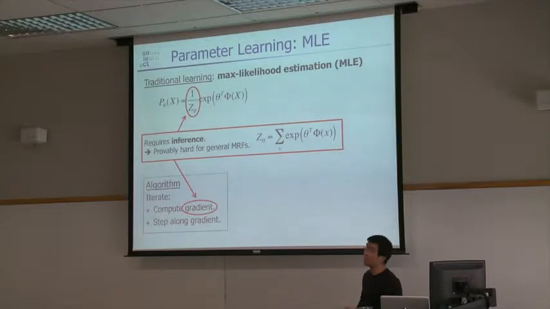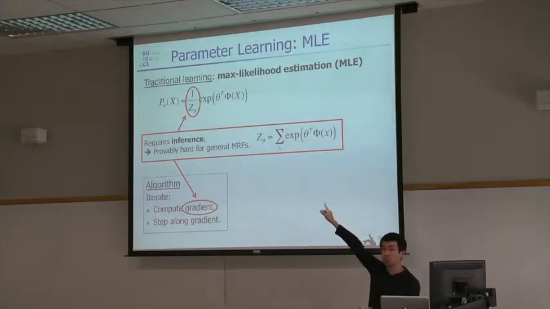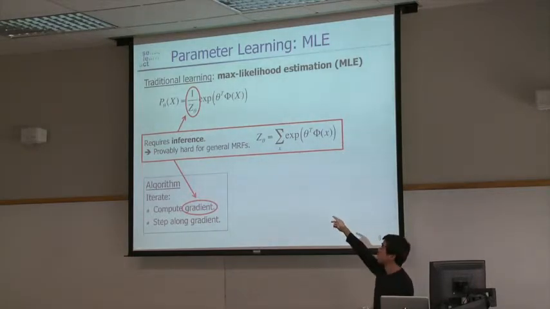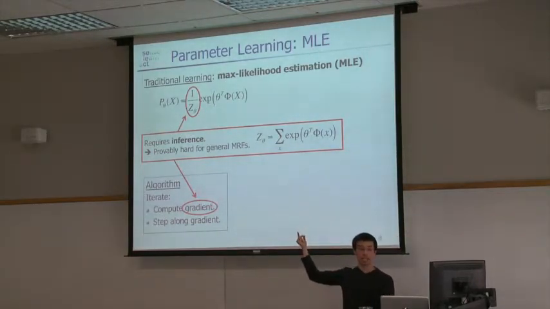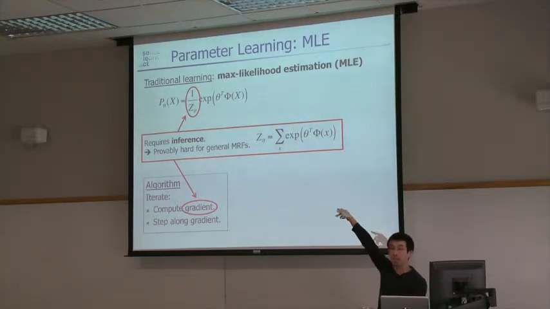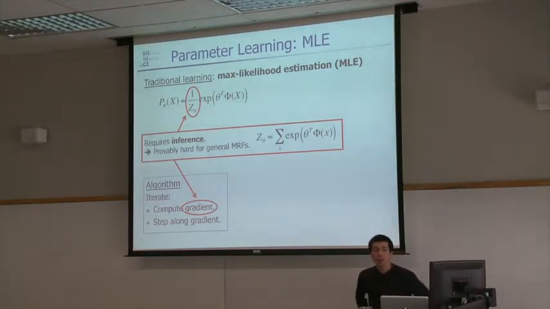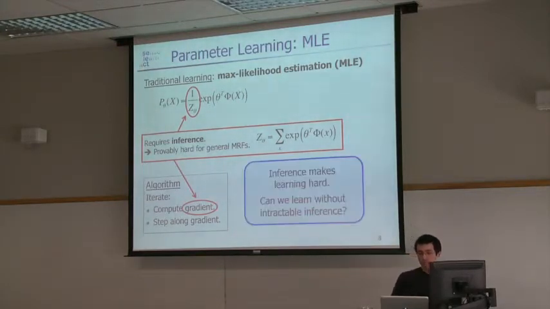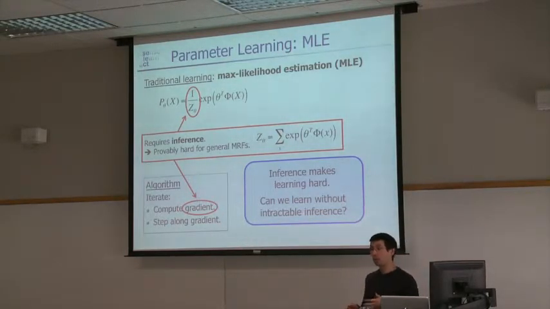And to get an idea of why, in order to normalize this distribution to sum to 1, you need to have this Z value be the sum over all possible values of your variables x of this exponentiated term. And so you can see, basically, as the number of variables x increases, the sum can take exponentially long time to compute. So you can see that inference makes learning hard. And what we'd really like to do is learn without having to do this intractable inference.